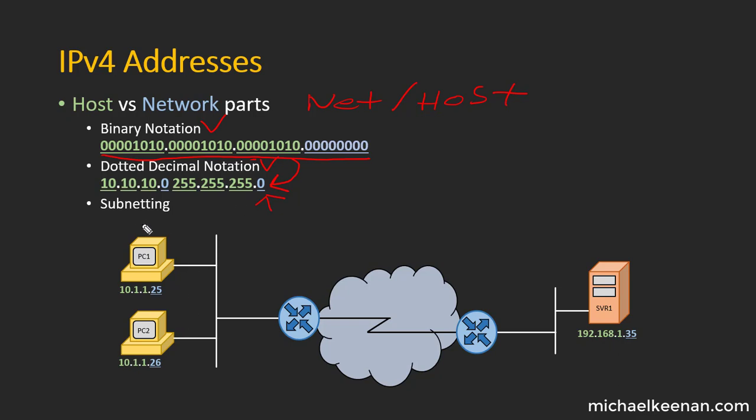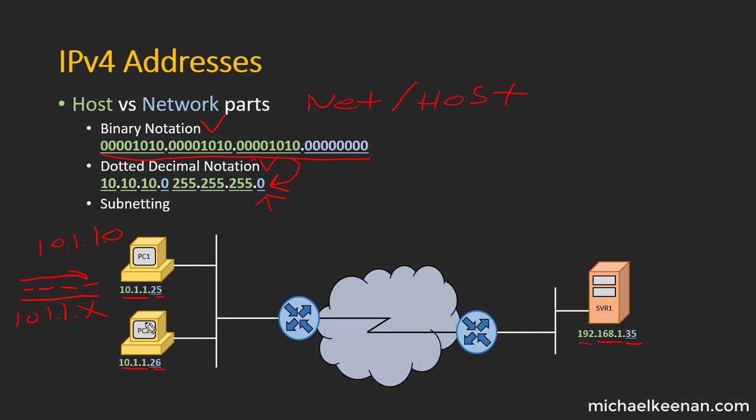So down here we have two different networks. We have the 10.1.1.0 network, as that's represented here by these first three octets of both these hosts, PC1 and PC2. PC1, the host address is 25. PC2, the host address is 26. So you can kind of think of this as being a street. So these two hosts here both live in the 10.1.1 network, or you can think of that as being the 10.1.1 street. And over here on this side, we have the 192.168.1 network, and this server is host 35 in that network.